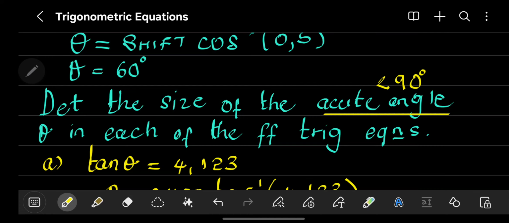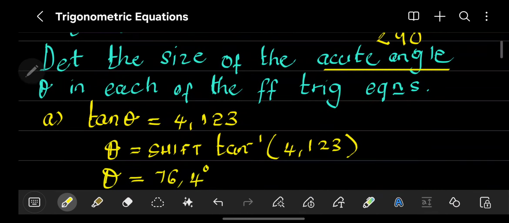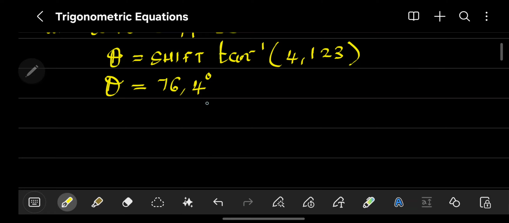Okay, so they say determine the size of the acute angle. Is it really an acute angle? It's 76,4 degrees. Is it an acute angle? Yes, it is. Why? Because it's below 90 degrees.